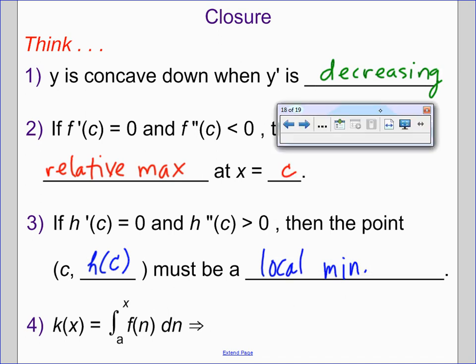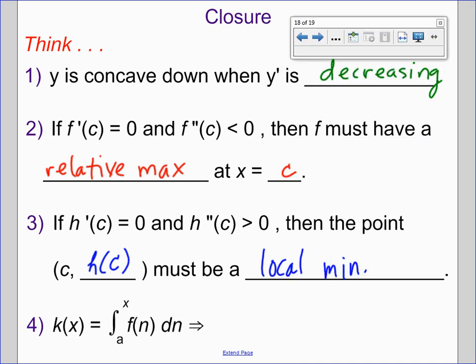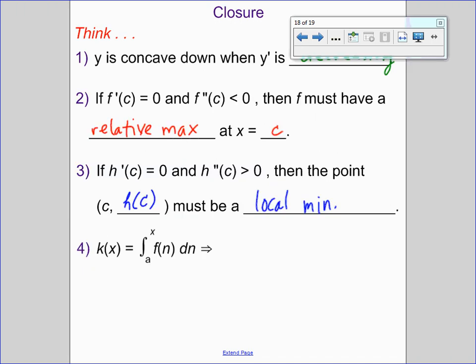And lastly, my fundamental theorem of calculus part 2. If k is given by the integral from constant a to x of f of n dn, then what must be true? James? The integral part. What equals? K of x. Yes, k. I saw it on your paper. K prime of x, the derivative of k, is given by f of x. Absolutely, good job. That's my fundamental theorem of calculus part 2.